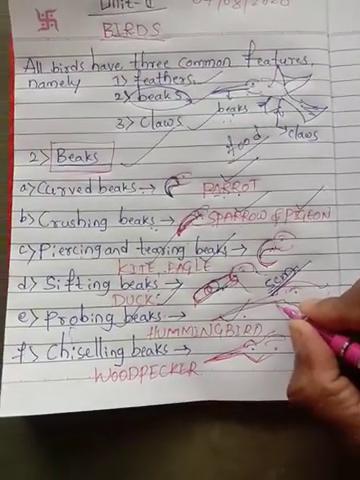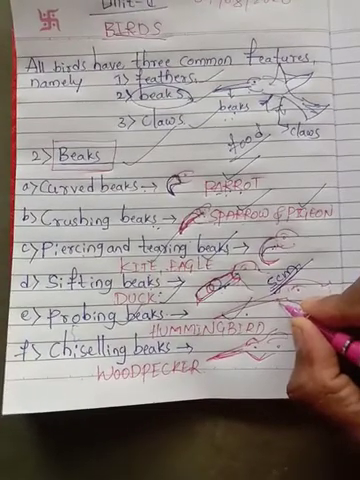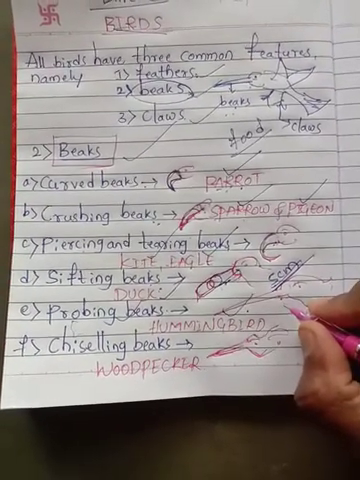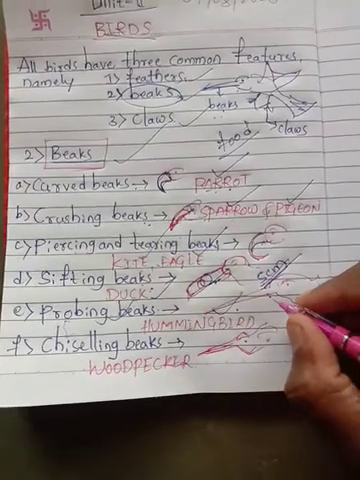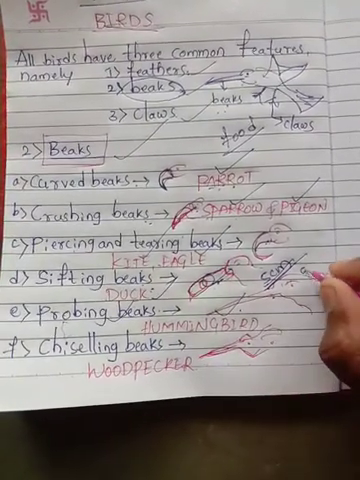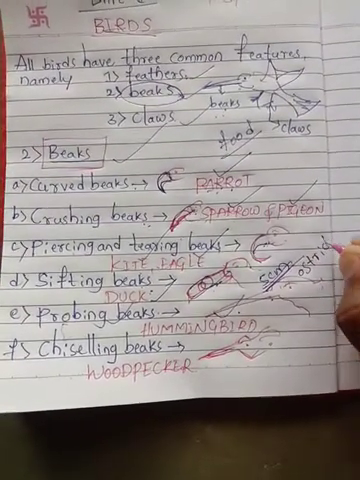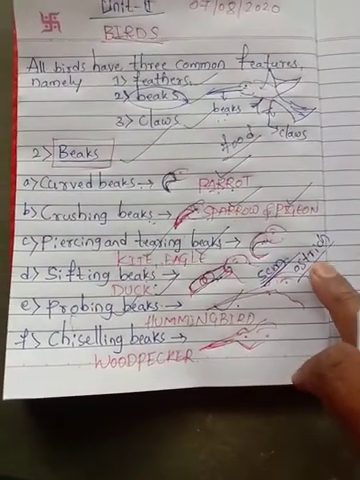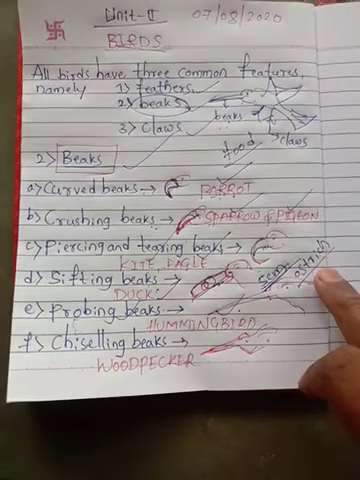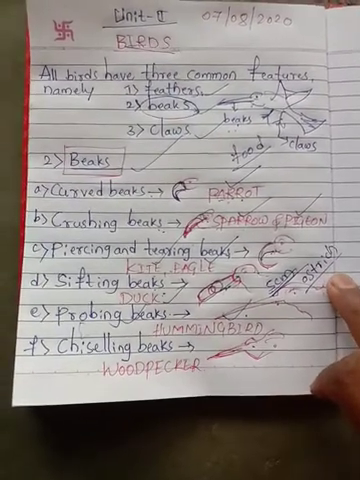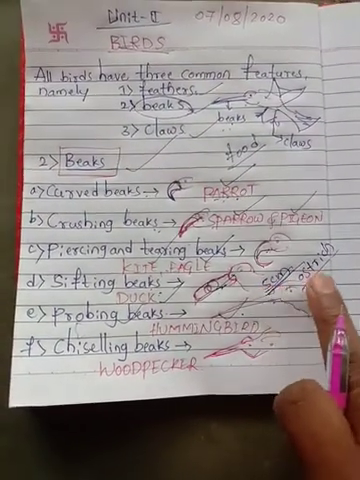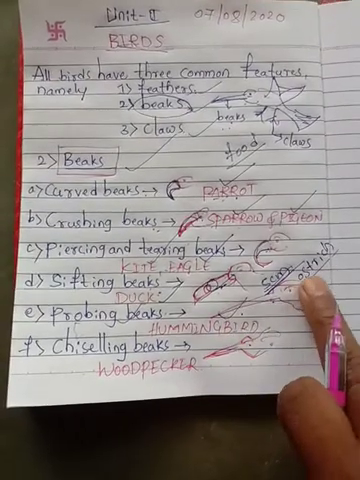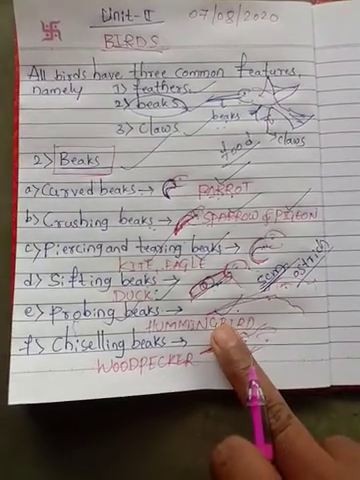And one more thing, students, do you know which is the very large bird in the world? The world's largest living bird is the ostrich. Keep it in your mind, students. This will help improve your general knowledge. Probing beaks, example: hummingbird.